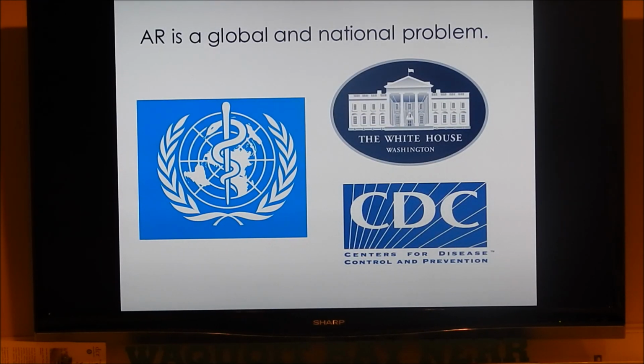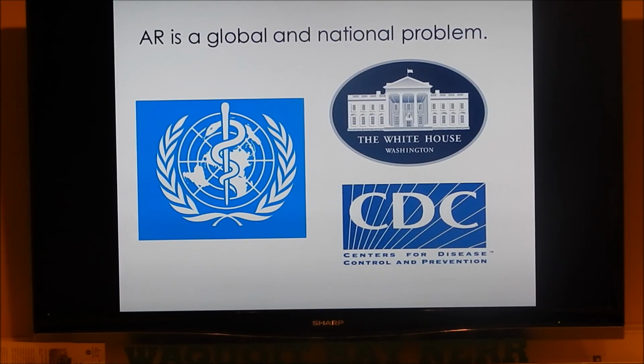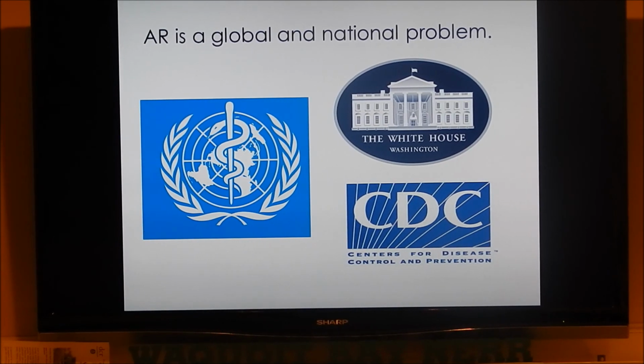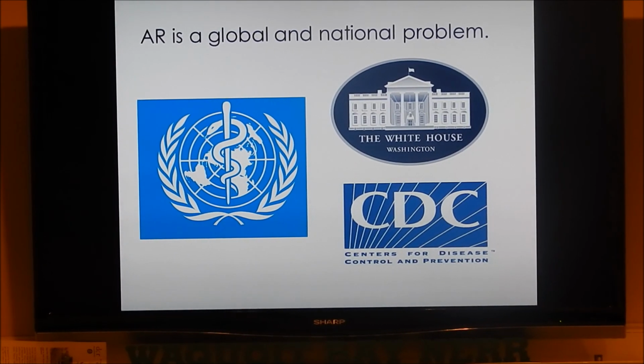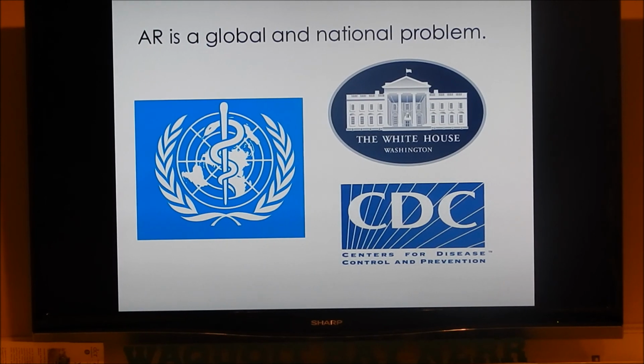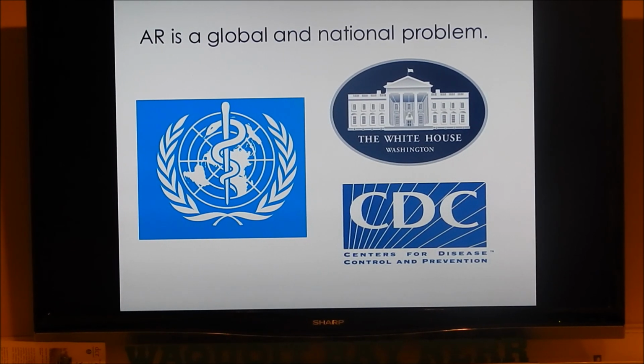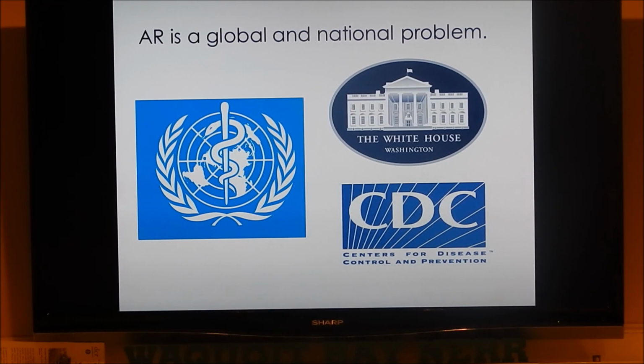And antibiotic resistance is a global and national problem. So I just wanted to point out that these organizations are working on it and are very interested in this as a global problem. The World Health Organization, the White House, and the CDC have all released reports on this relatively recently and are trying to take action to combat this. Generally, they look at resistance within hospitals, but it's still necessary to continue doing this work.